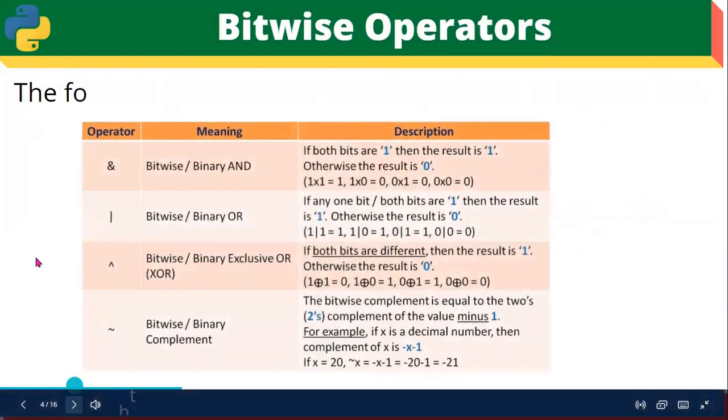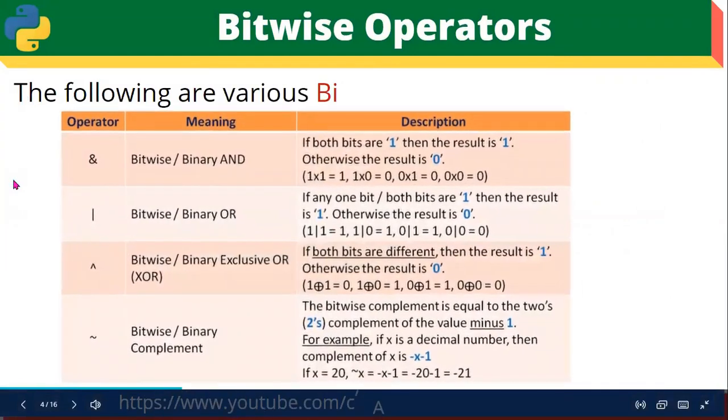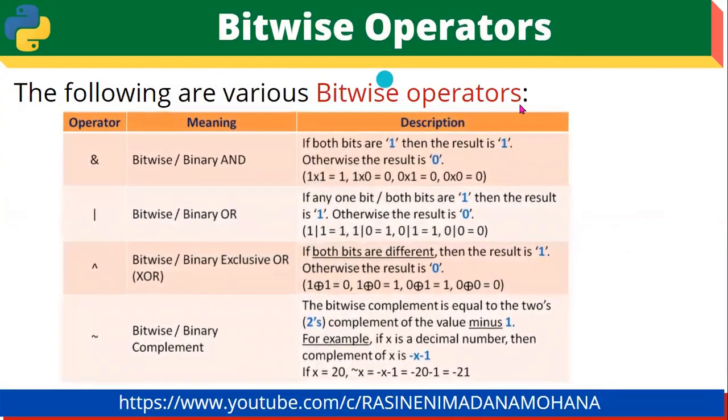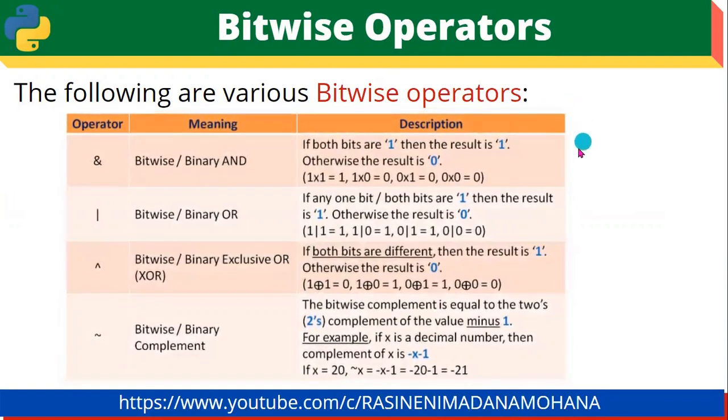Now let us see what the various bitwise operators are. The following table shows various bitwise operators used in Python programming. The first operator, denoted with the ampersand symbol, can be read as the bitwise or binary AND operator. This is not the logical AND operator. Why? Because logical operators take conditions and return either true or false values. But here, the bitwise or binary operator takes only binary values, a combination of zeros and ones.